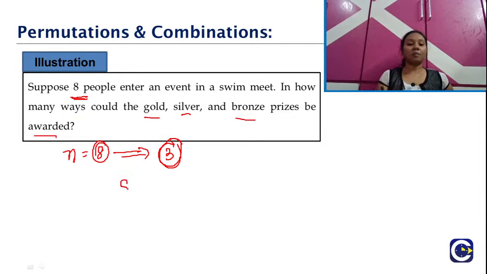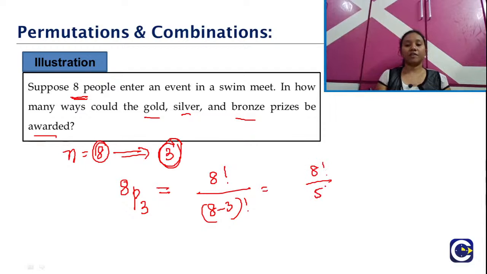That means amongst 8 people, the number of ways will be 8P3, only because only 3 people will be awarded the prizes gold, silver and bronze. That means 8P3 will be the total number of ways the people can be awarded the prizes. And this 8P3 will be equal to 8 factorial by (8 minus 3) factorial, that is equal to 8 factorial by 5 factorial.